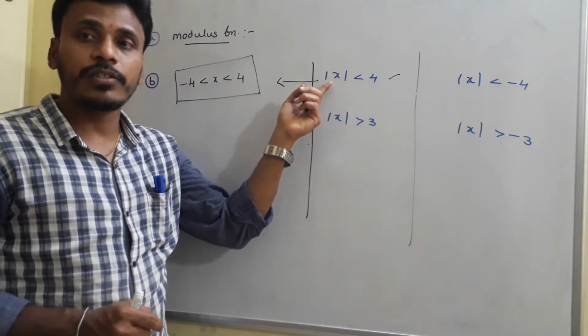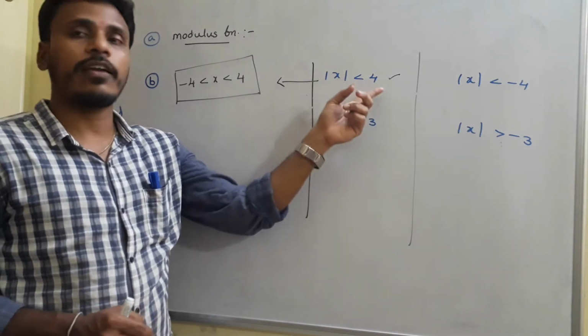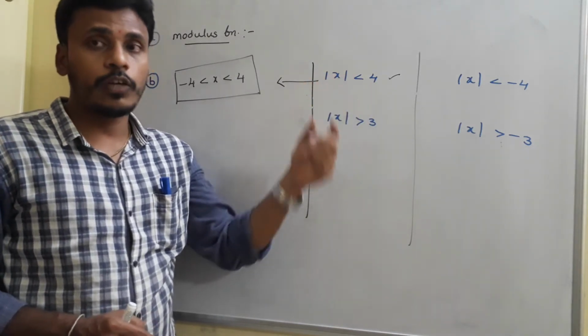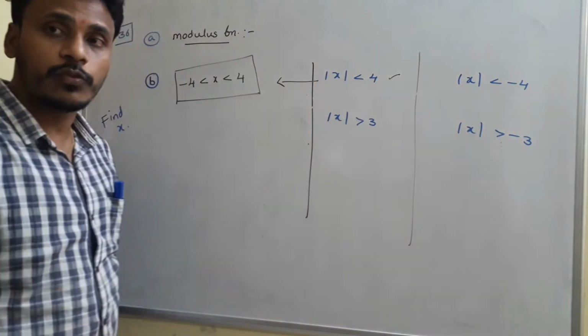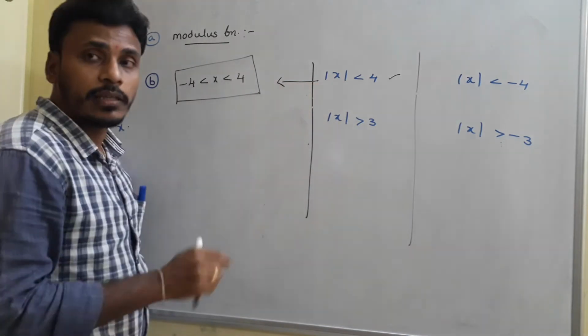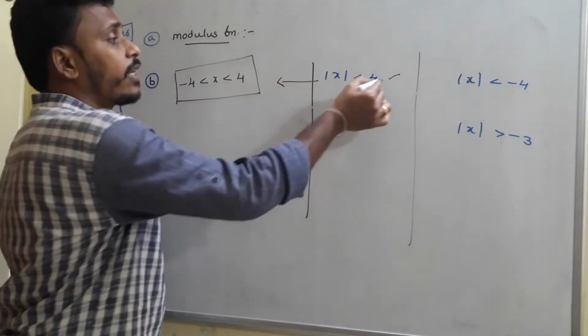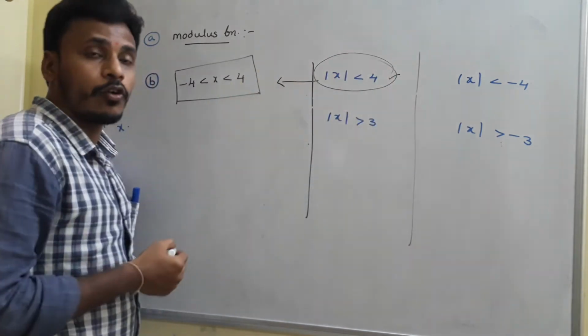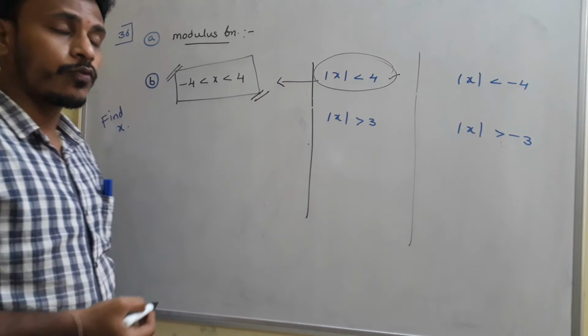Take minus 3. Modulus of minus 3 is 3, which is less than 4. Take 3. Modulus of 3 is 3, less than 4. But if you take 5, it won't satisfy. If you take 3.9, okay, it satisfies. If you take 4.9, not okay. It won't satisfy. And that's why for the inequality modulus of x less than 4, the possible solutions of x are those in between minus 4 and 4.